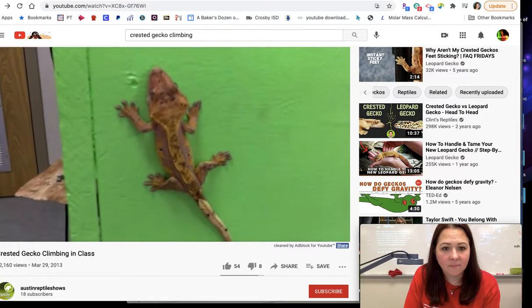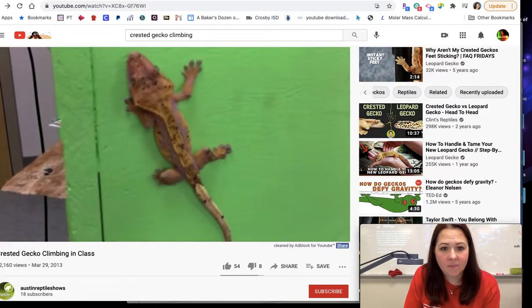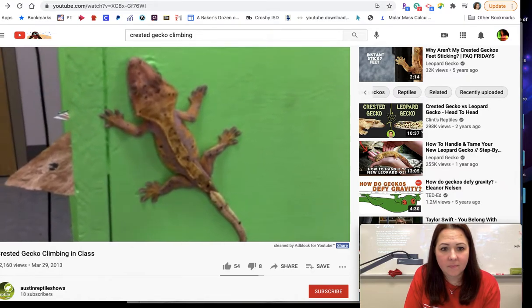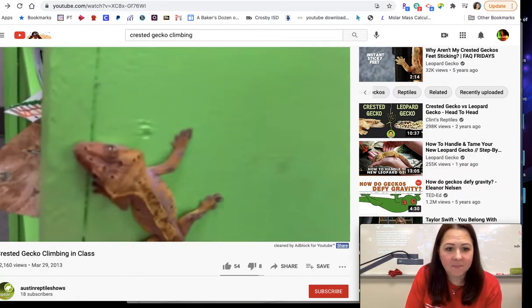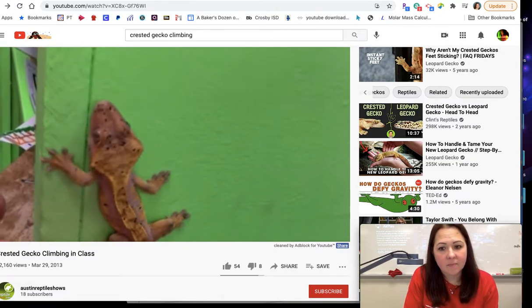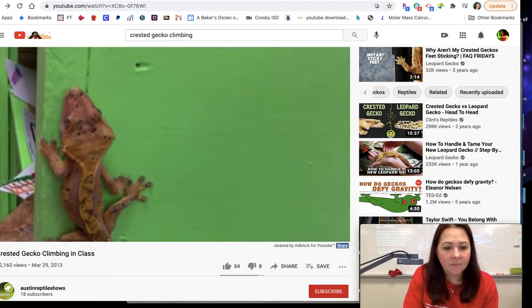He's kind of sliding. So those little tiny hairs on his toes with all those tiny little ends, they can hold on very well. He's sliding a little bit. But now, if he wanted to, he could run up this really fast, and he wouldn't slide. See, he would just keep on going.